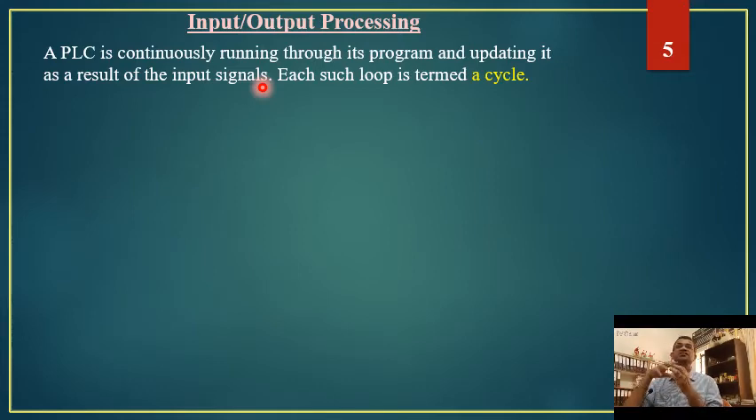Now, once that signal reaches the PLC, and once that has been assessed, then that complete cycle is known as a cycle. Such a loop is termed as a cycle. So a PLC is continuously running through its program and updating it as a result of input signals. An input signal is coming in, and the PLC continuously updates itself when a signal is coming in. Then, of course, that signal is sent in for processing, and whenever such inputs are coming in and being assessed, that particular loop is called a cycle.